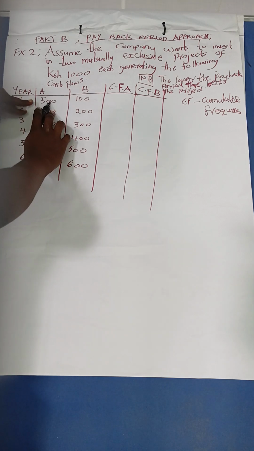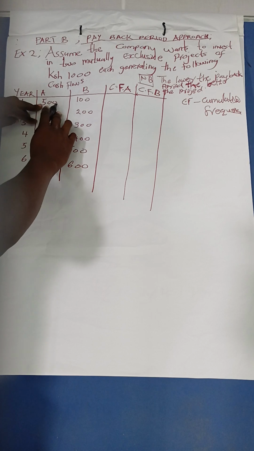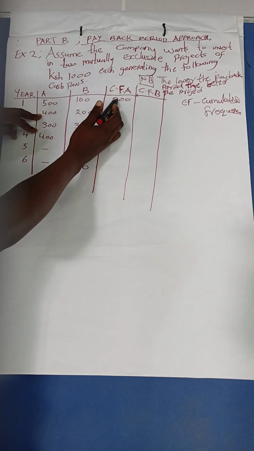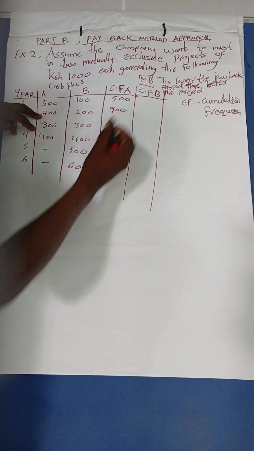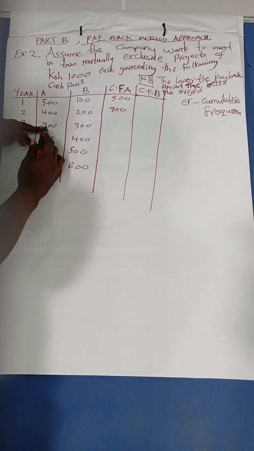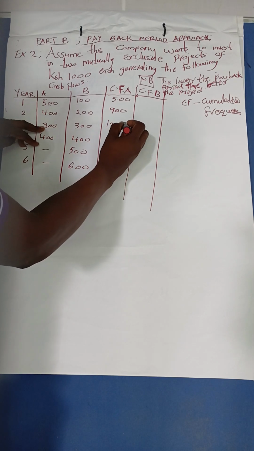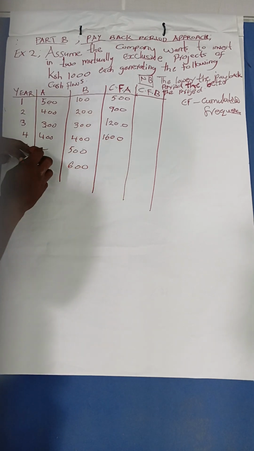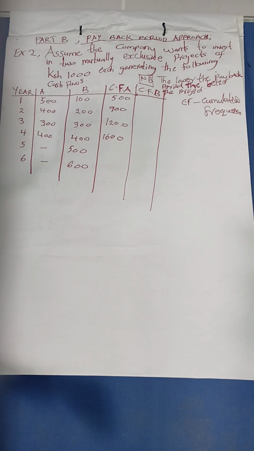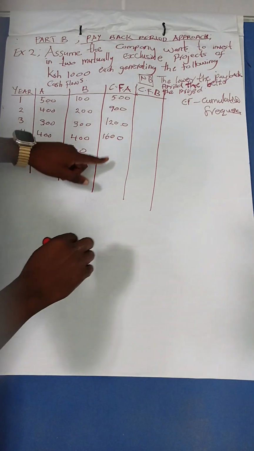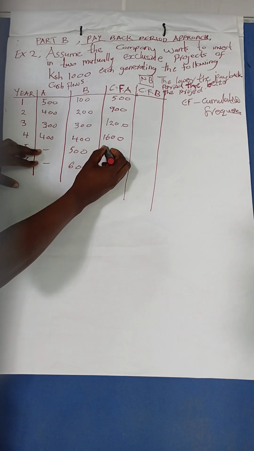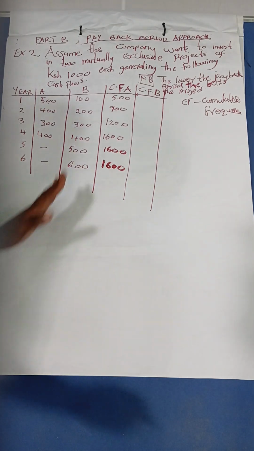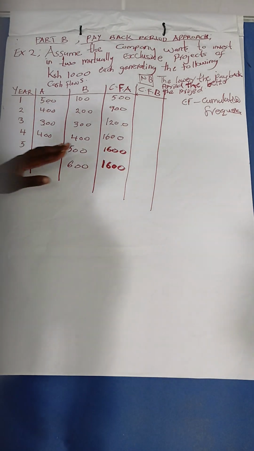Let us get the cumulative frequency for project A. How do we get it? The first cash flow for the first year was 500, so you put 500 there. For the second year, you add 500 plus 400, which is 900. To 900 you add 300 the next year, which is now 1200. To 1200 you add 400, which is 1600. In the fifth and sixth years, we are not able to get any returns, so it is 1600 plus 0, 1600. And that is how you do the cumulative frequency of project A.